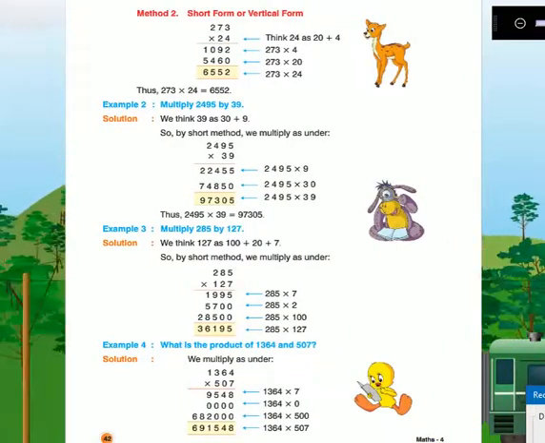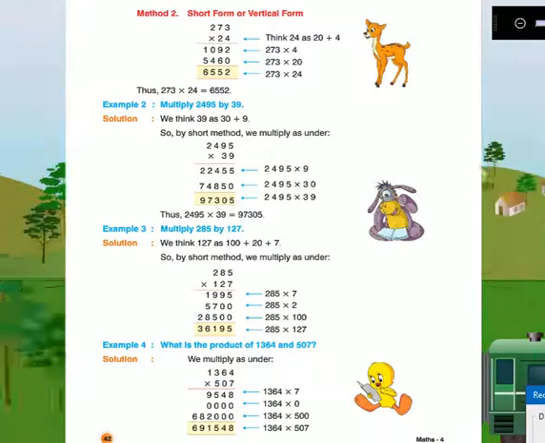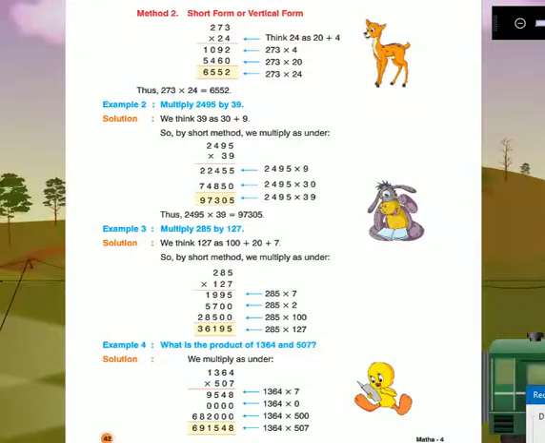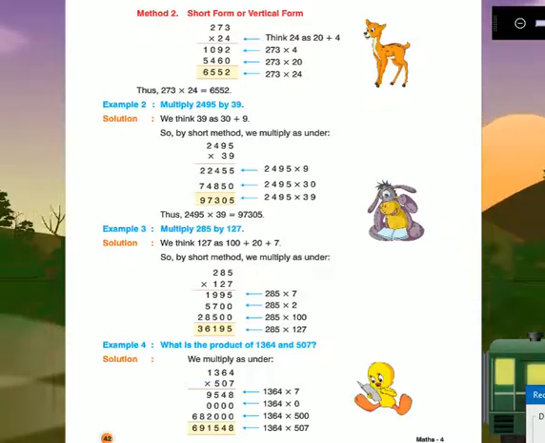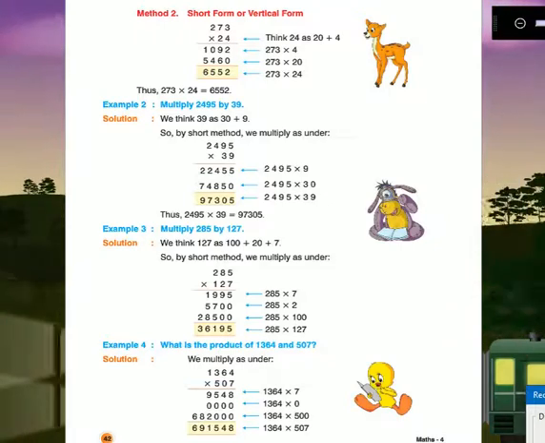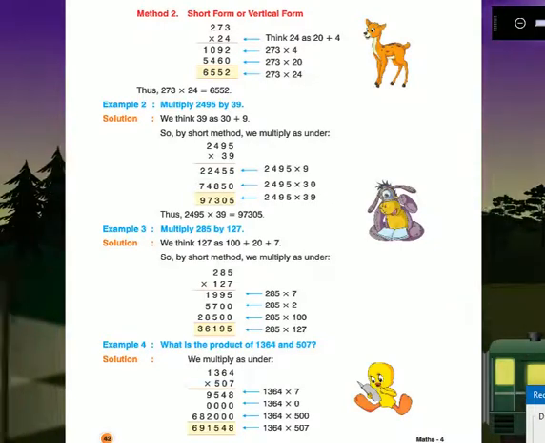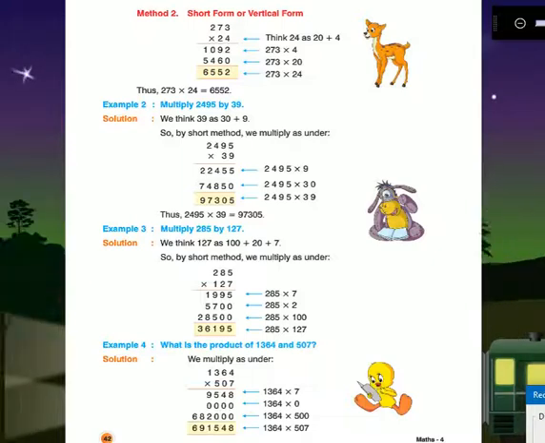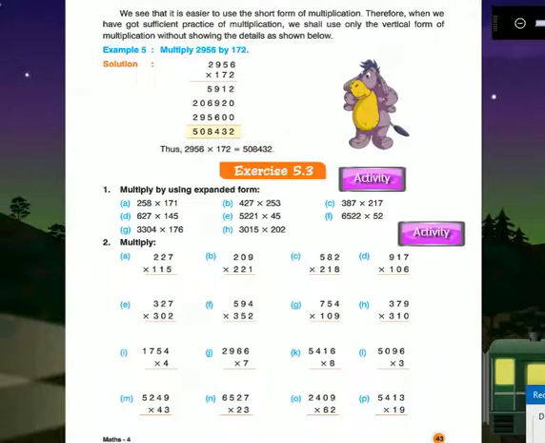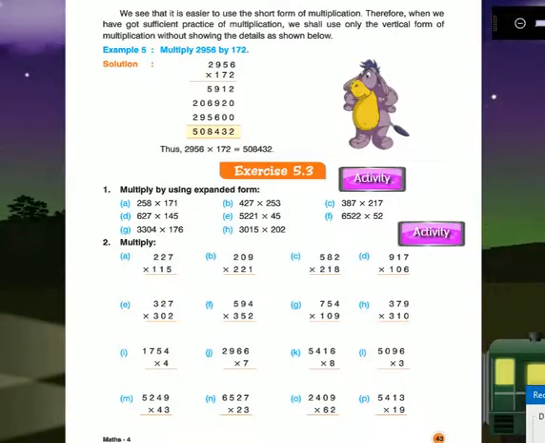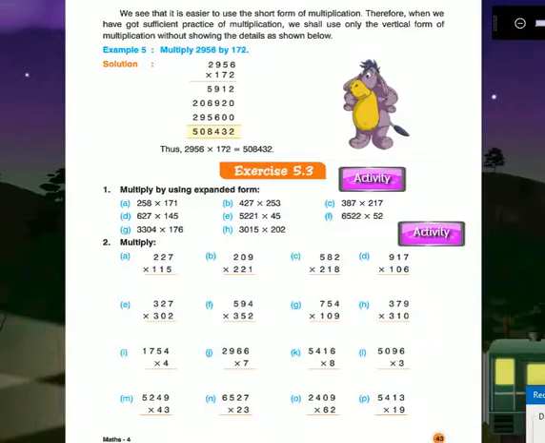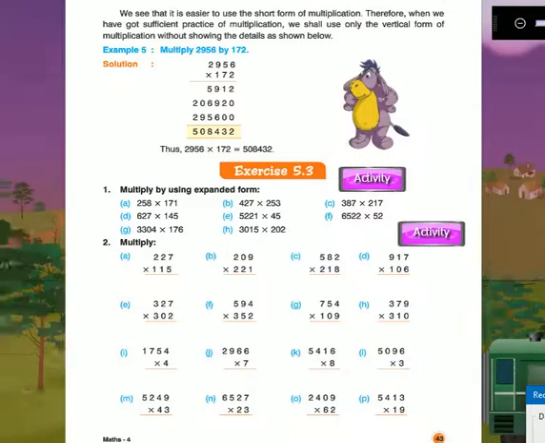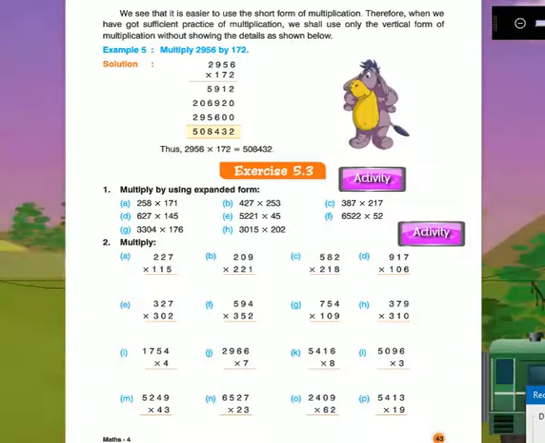Method 2. Short form or vertical form. 273 multiplied by 24. Think 24 as 20 plus 4. 273 multiplied by 4. 273 multiplied by 20. 273 multiplied by 24. Thus, 273 into 24 is 6552. Look at these examples, children. We see that it is easier to use the short form of multiplication. Therefore, when we have got sufficient practice of multiplication, we shall use only the vertical form of multiplication without showing the details as shown below.